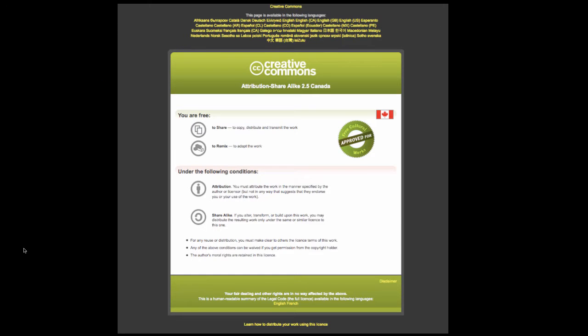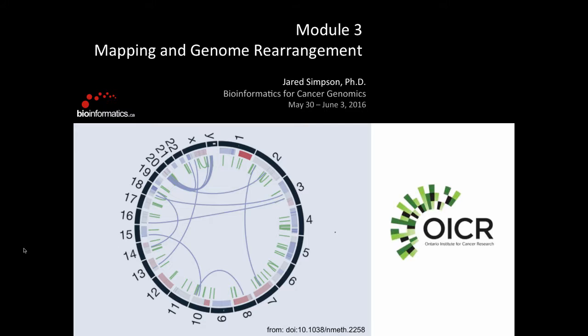I'm Jared Simpson. A few words about myself before I start into the lecture. I'm a principal investigator here at OICR. I work just upstairs on the sixth floor. My research group develops algorithms for processing sequencing data. Like the type of things we're going to talk about here today, mapping reads to reference genomes, finding rearrangements, genome assemblies, that's the sort of thing that I work on in my group. In addition to being a PI here at OICR, I also have a position in the computer science department across the street at the university.